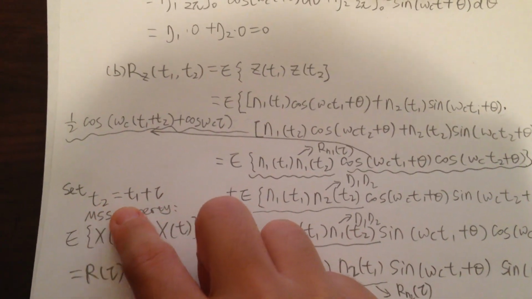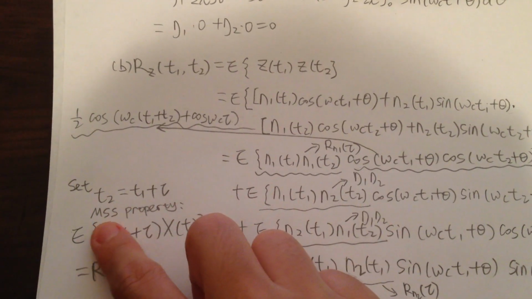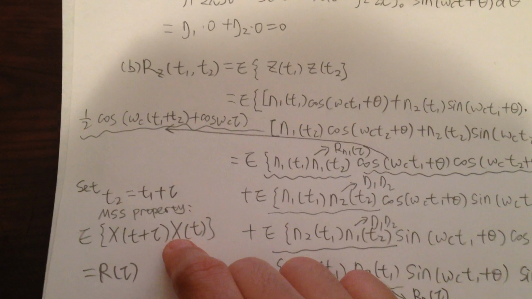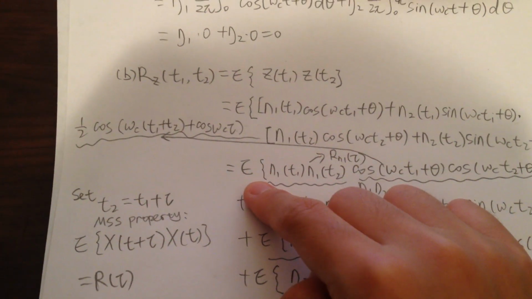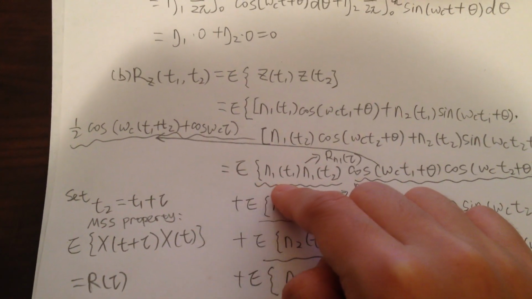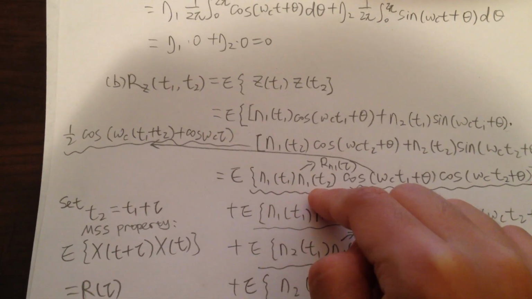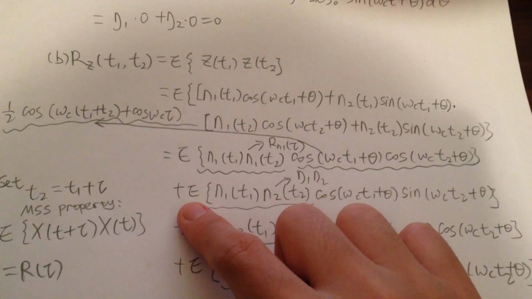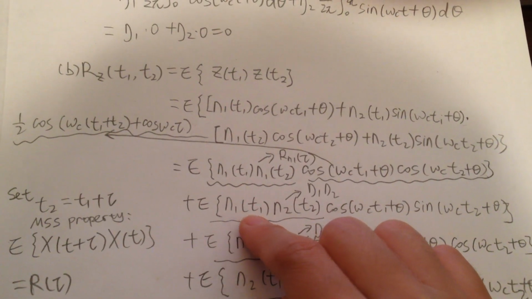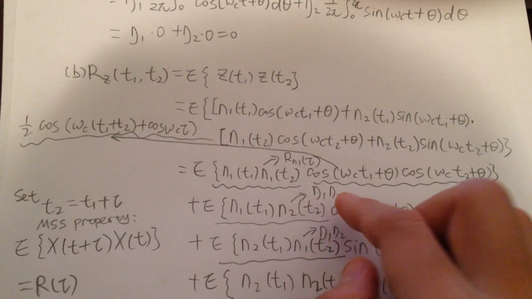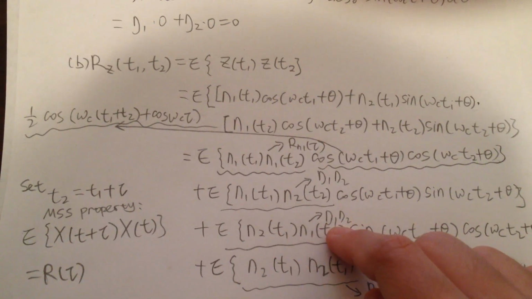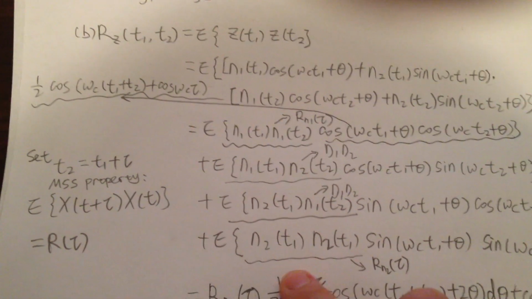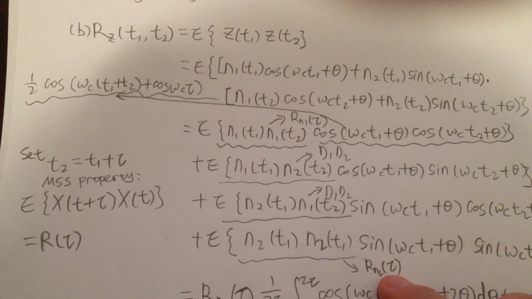So first we set t2 equals t1 plus τ. And according to the WSS property, we know that the expectation of X(t+τ) times X(t) equals R(τ). So here we know that the expectation of N1(t1) N1(t2) is R_N1(τ). And here we also know that the expectation of N1(t1) N2(t2) equals E1 times E2. Similarly here we also get E1 times E2, and for this part, also according to this property, we get R_N1N2(τ).